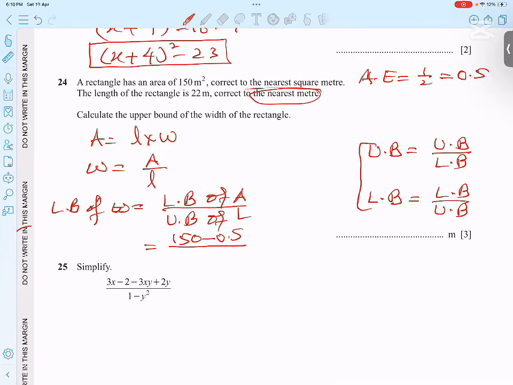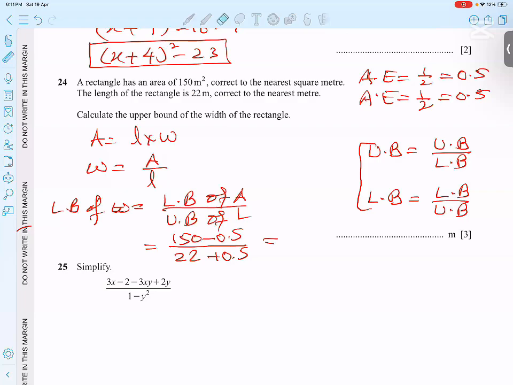Okay, what about this? The absolute error for this length is again 1 meter divided by 2. I got 0.5, and because I'm looking for the upper bound, I will add it to 22. So if you divide them, let me check. The answer in my calculator is 150 minus 0.5 divided by 22 plus 0.5. Wait a minute, let me check once again. Oh, sorry for that.